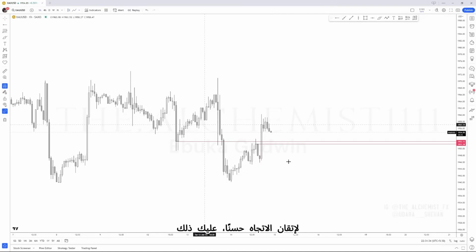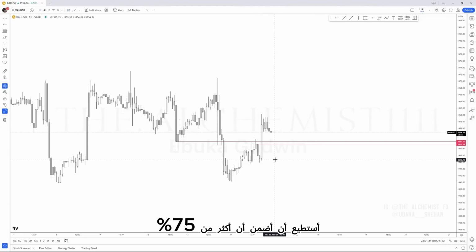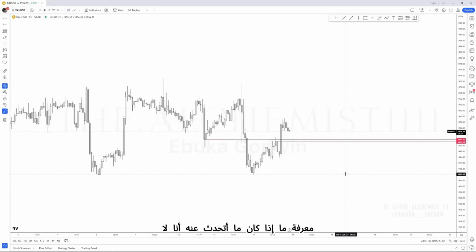Before that, you need to master direction, because that setup will fail if your direction is wrong. So you need to understand direction, and then that setup comes. I can guarantee more than a 75% win rate. Once you go to the backtest sessions, you'll see what I'm talking about. I'm not lying.